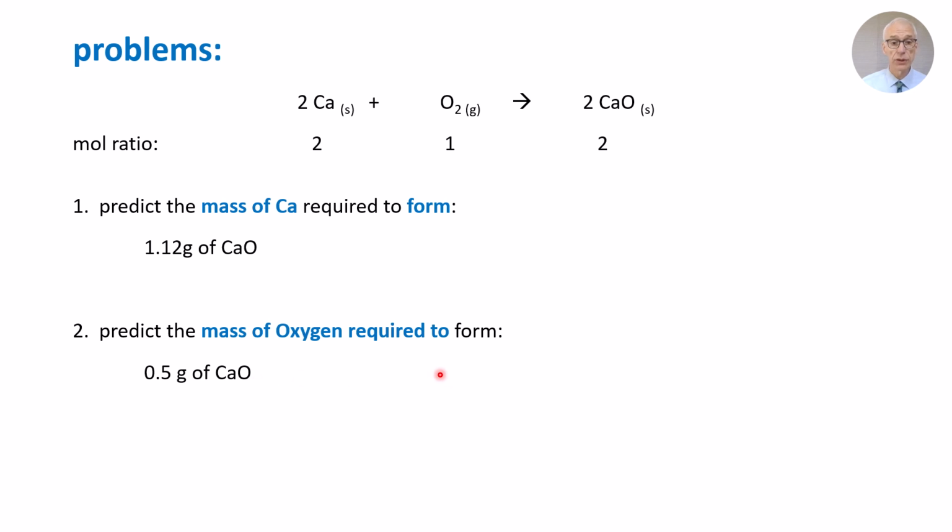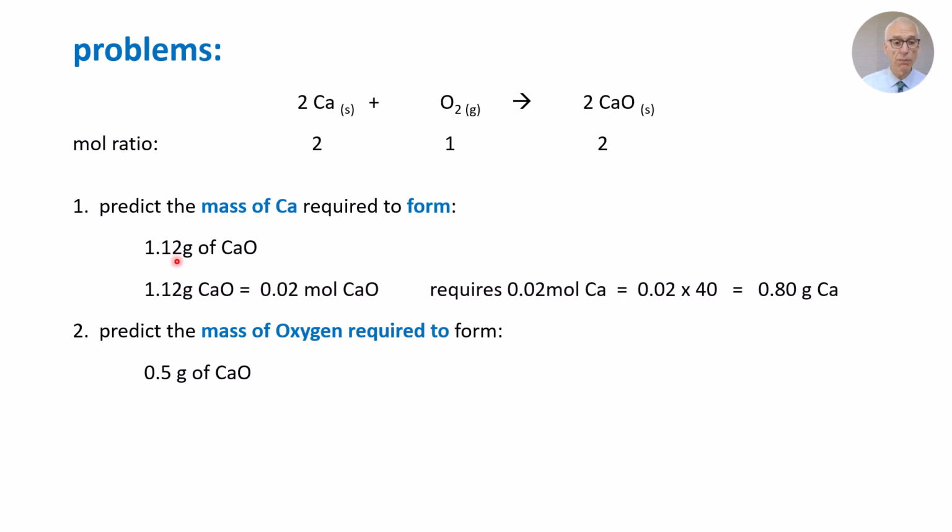Okay, so to reveal the first one, I'm going to turn 1.12 grams of calcium oxide into a number of moles by dividing by 56, just to be absolutely clear. 1.12 divided by 56 will give me 0.02 moles of calcium oxide. It's a 2-to-2 ratio. So if my product amount is 0.02 moles, then I require 0.02 moles of calcium.